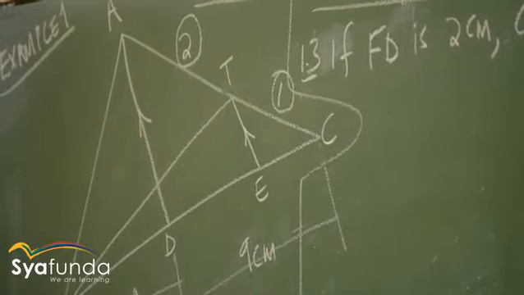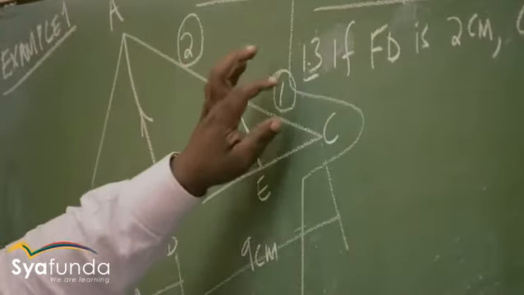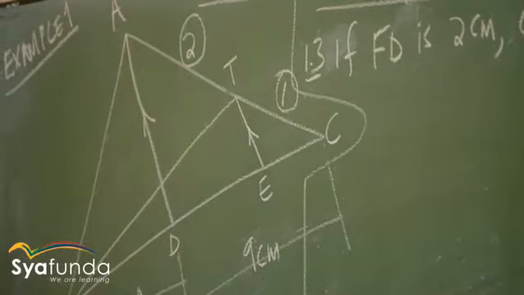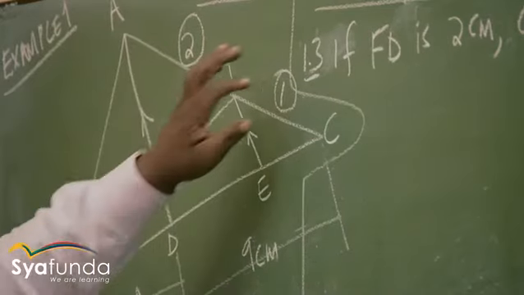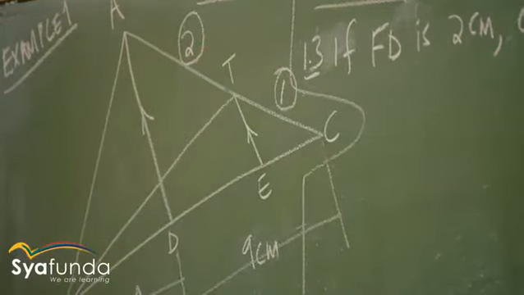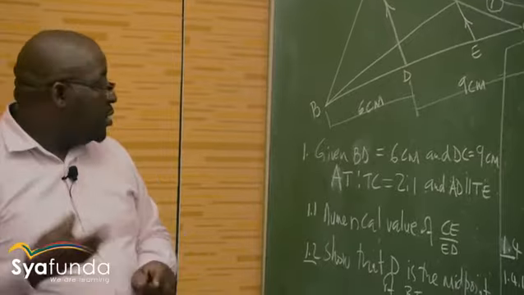Others will prefer to say, because we don't know this, let's call this x, and let's call this 2x. You can also call this one x and this one 2x. It works well in that way too, right?